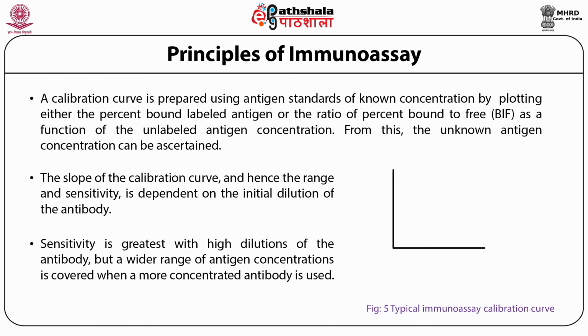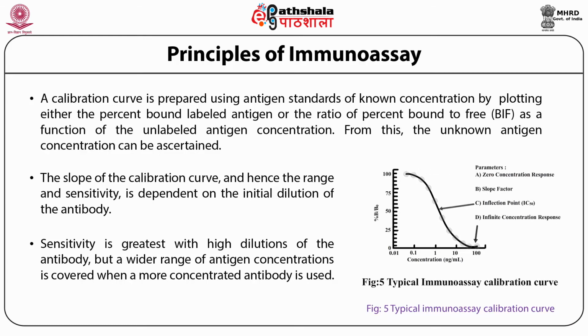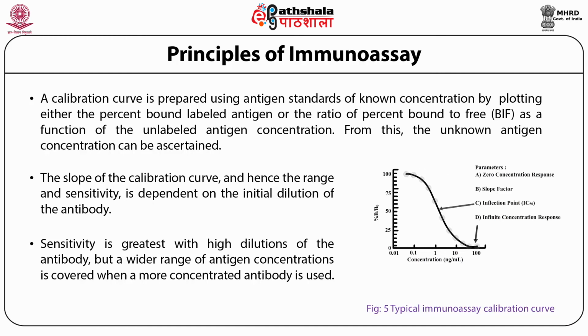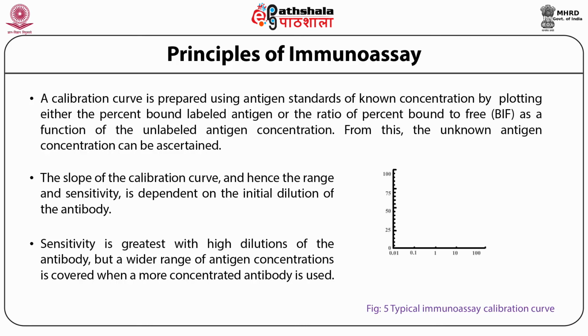This is the immunoassay calibration curve, which depends on four parameters, that is, zero concentration response, slope factor, inflection point, and infinite concentration response. So at the initial part of the curve, the sensitivity increases as the concentration increases, and then it decreases, and at high concentrations no further response is observed at the top of the curve.